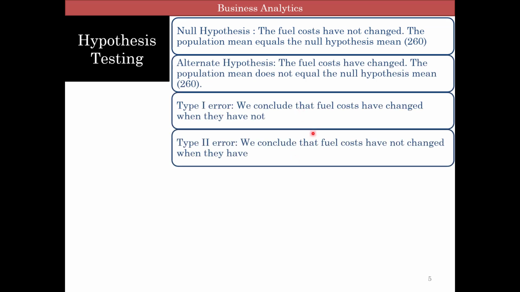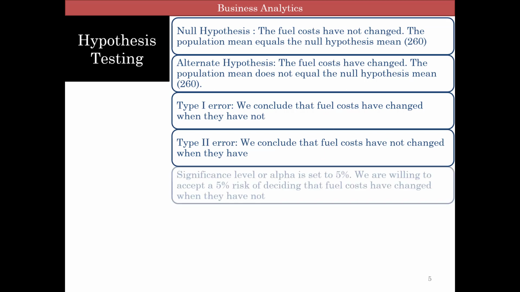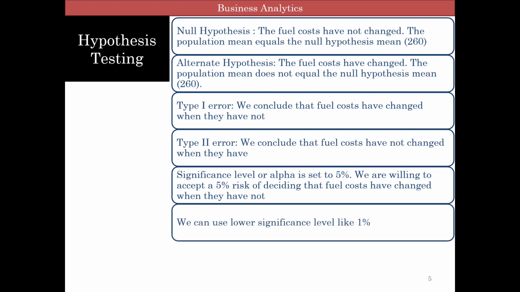So we can calculate our type 1 and type 2 error. I'm not going to go over this because you've already seen this when we did z-scores. You can read this. And we are setting our significance level alpha at 5%. We are willing to accept a 5% risk of deciding that fuel costs have changed when they have not.